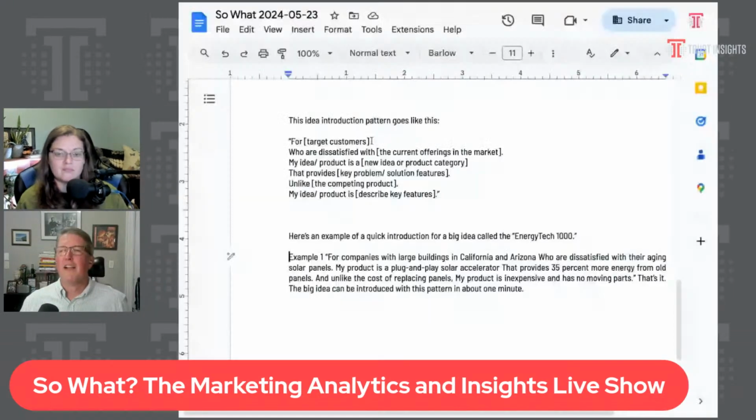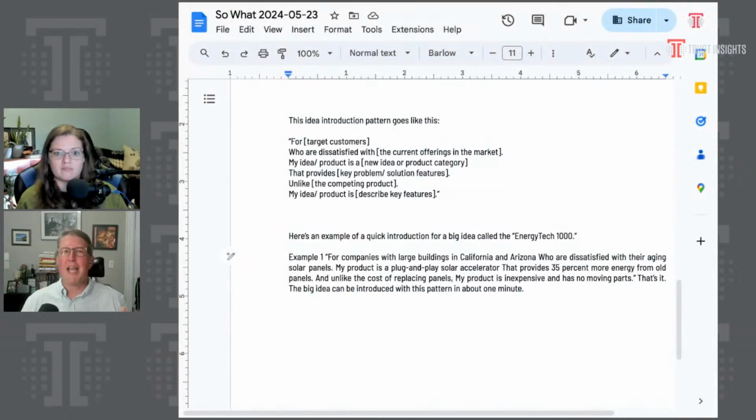And here, let me grab this, because when you see this, you're going to laugh because it's right on the mark. I didn't have time to throw this into a slide, but you're going to see a very familiar framework here. It's for X who are dissatisfied with Y. My idea product is a new thing that provides X, unlike my idea. And I was like, oh my God, this is like a flavor of 5Ps. It's the same thing. You're plugging in your whole product pitch and framing it from their perspective, though.